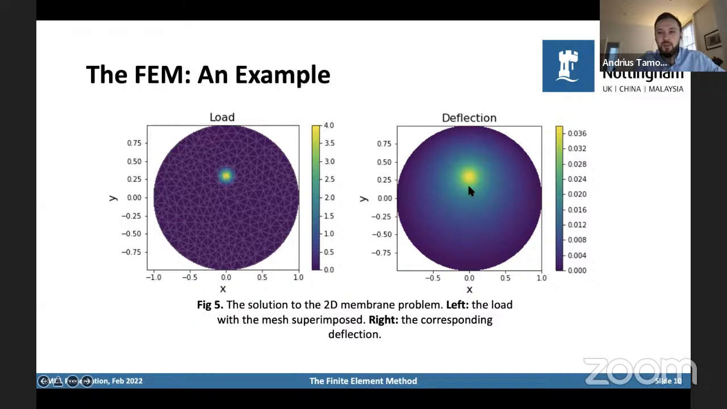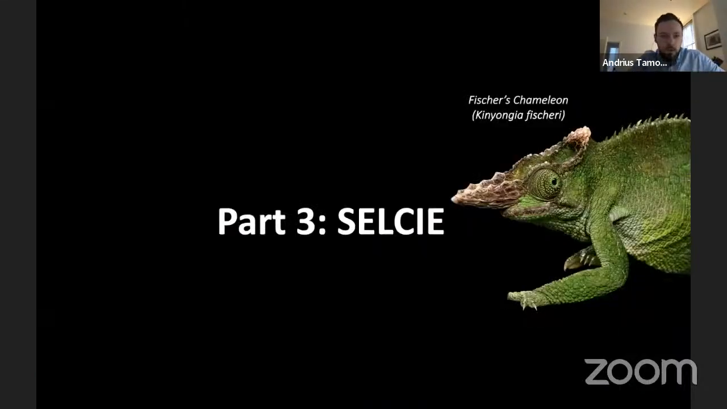And I mentioned this example because, as we're going to see, it's very similar to the modified gravity example, besides the fact that it does not have the nonlinear term. But the equation itself is just a modified version of the Poisson equation. Okay, so that's the end of part 2. So now we're going to look at our code that is specifically dedicated to solving the modified gravity equations.